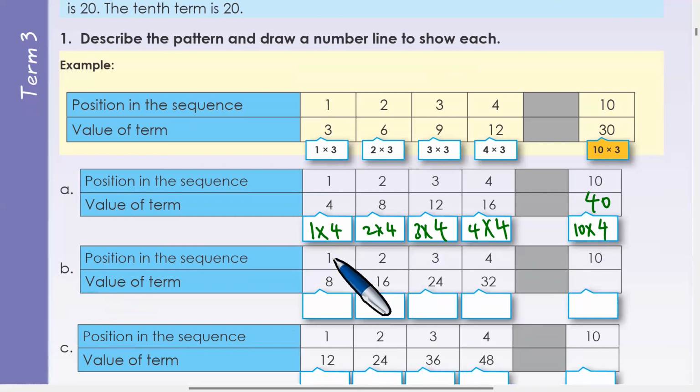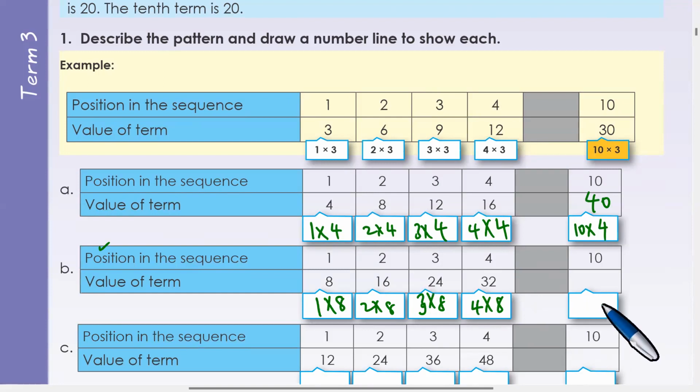What must be here? First you start with the position, right? So the position is 1 times what? 8. Here the position is 2 times what? 8. Here the position is what? Because you can see it's the word position. So here the position is 3 times what? 8. Here the position is 4 times what? 8. So what must be here now?